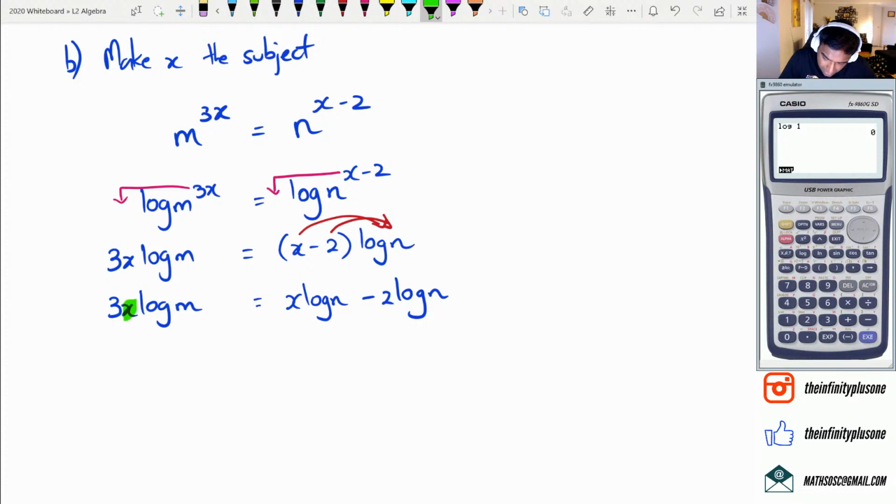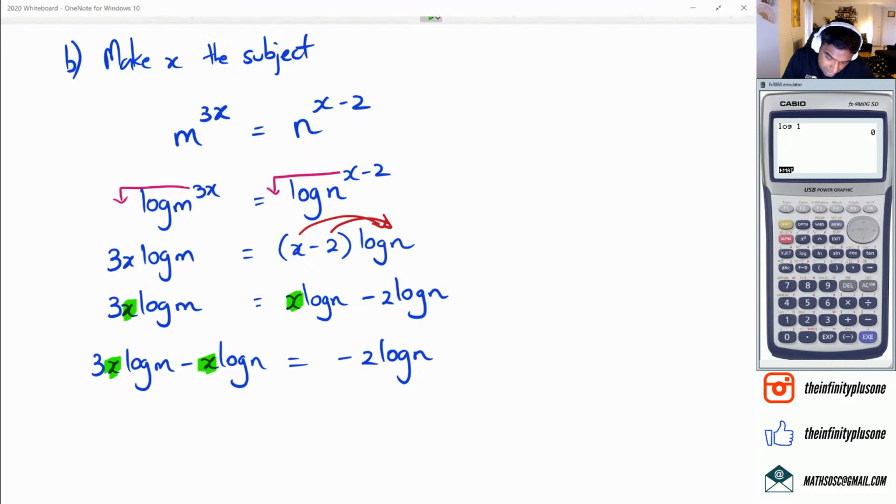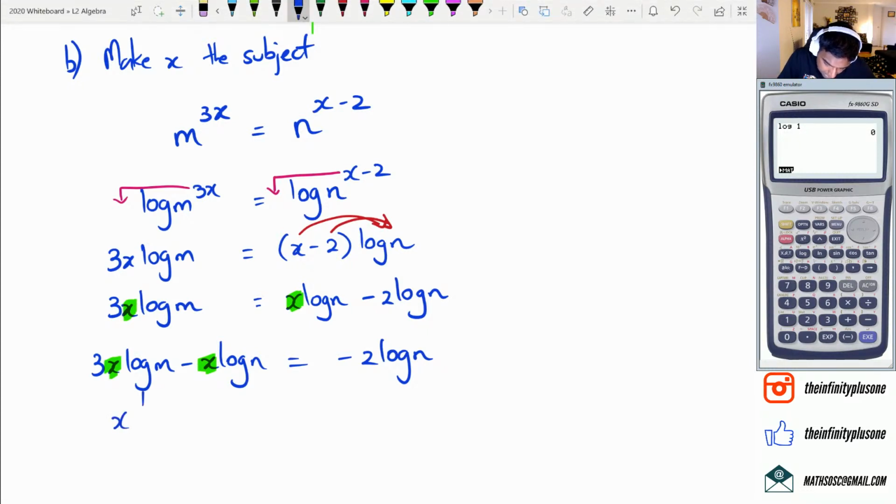So at this point, you can have a look. Where is my x? I've got one x here and an x here as well. So I can rearrange it, and when I do, I get 3x log m minus x log n equals minus 2 log n. Now we can see x here and x here, so I could take x out as a common factor. What I end up with is x times (3 log m minus log n) equals negative 2 log n.